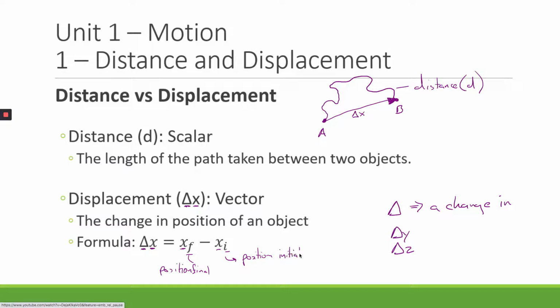Or initial position. So anytime you have a delta x, you can do final position minus initial position, and that will get you your correct displacement. You could also have other things, like delta t, change in time. Delta means change in, t means time, so that would just be your t final minus your t initial. Final time minus initial time. You could do that as well.